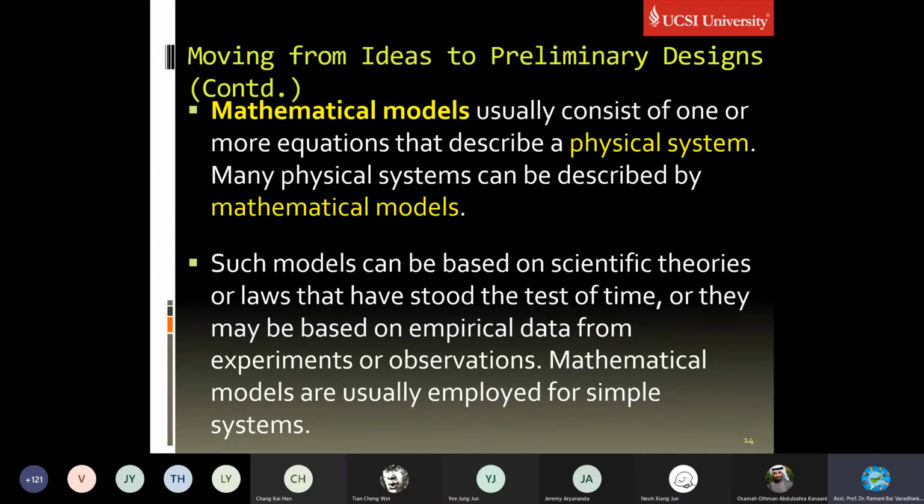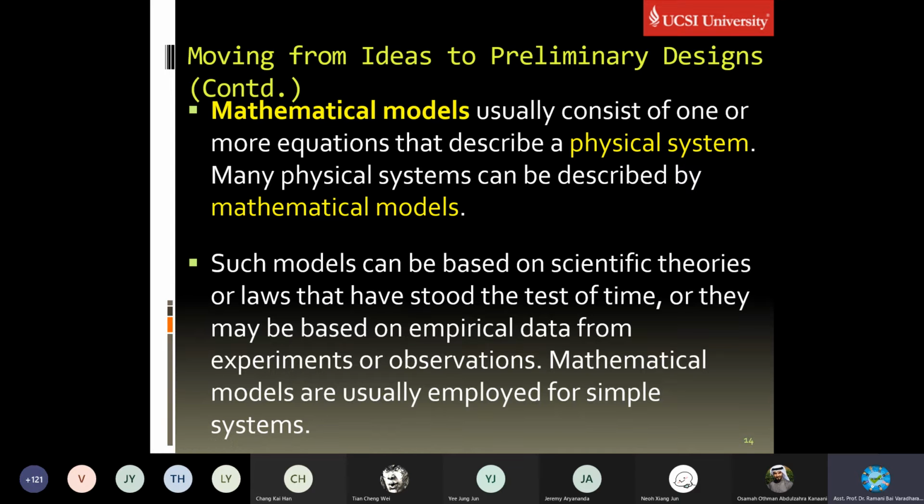Ohm's already done his research and come out with the equation already. No, it's already done. They may be based on empirical. Empirical, what is empirical? Quickly. Mathematical models are usually employed for simple systems, right? And this is a static model, and mostly they are all not, you know very well, right?